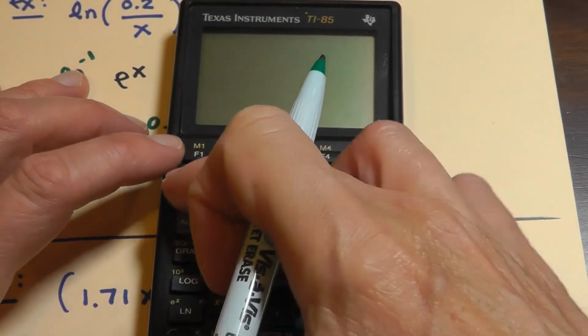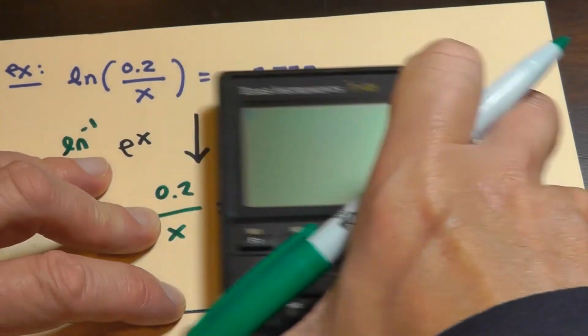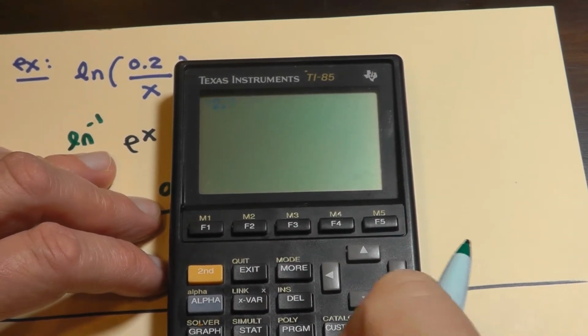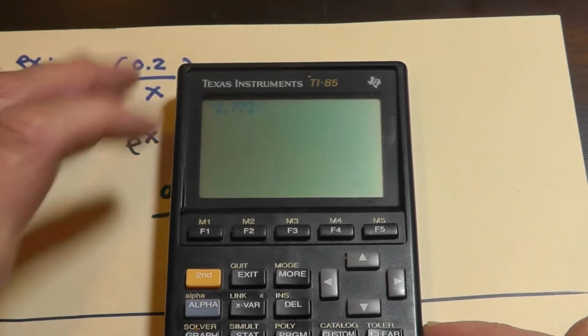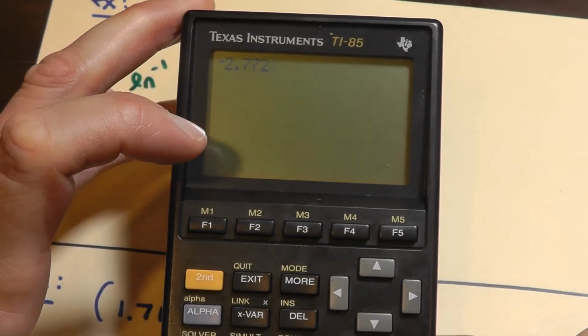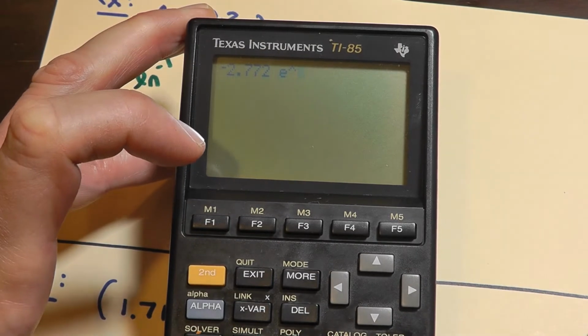So then let's take this TI just so you can see that I'm not making stuff up here. Clear. And what did I have to do? Minus 2.772. And this is one of those where you have to put it in to begin with. I'm probably going to goof this up because I want to find my natural log button, which is right there, and go second e to the x. See, now that's where I had to put it in first.